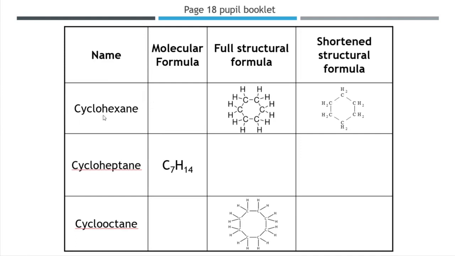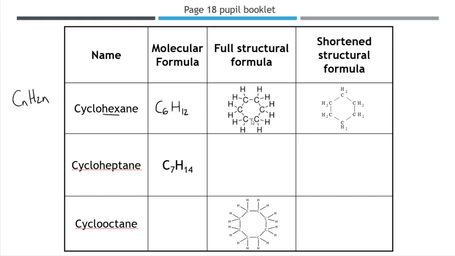So the first one, cyclohexane. Well, we know that it's a cycloalkane, and so it must have the general formula CnH2n. We look at the name, we look for the prefix hex. That tells us that we have 6 carbons. So it's C6, and then to get the number of hydrogens, we just times that 6 by 2, because it's 2n. So 6 times 2 is 12. So cyclohexane is C6H12.